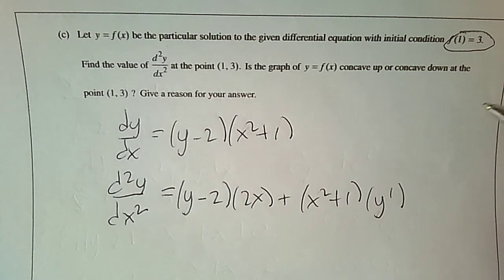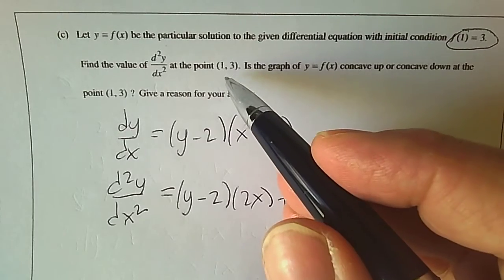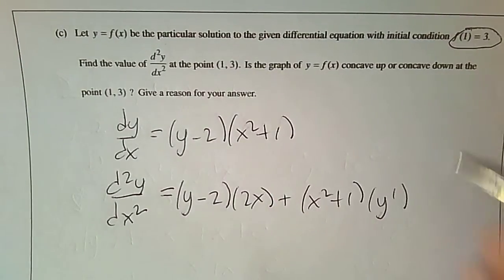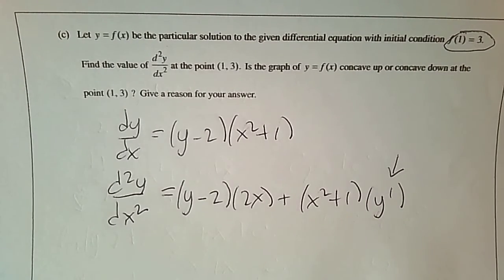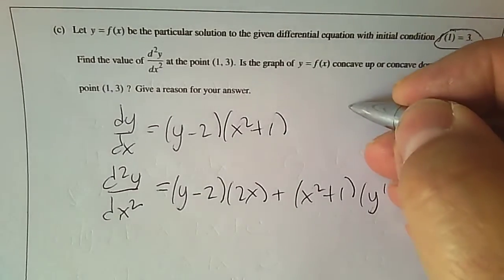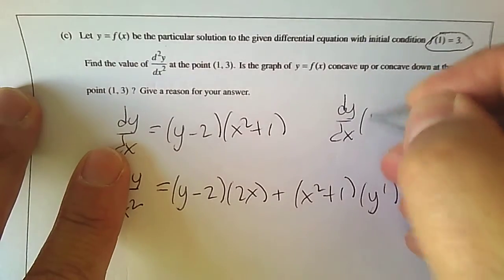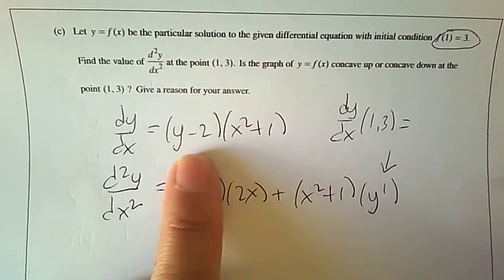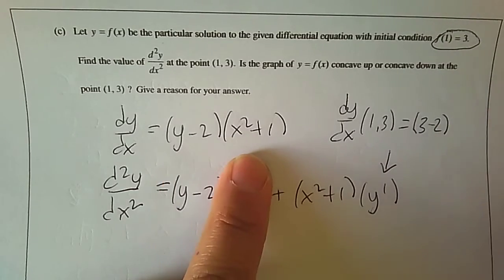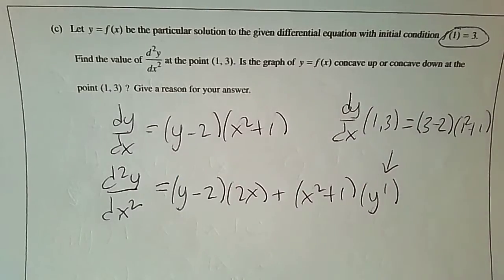Now, in this situation, it gives you a value so that x is equal to 1 and y is equal to 3. This part I need to think through a little bit. y prime is dy/dx. So on the side, if I want to know what dy/dx is at that point (1, 3), then into the derivative I'm going to plug in 3 for y. I'm also going to plug in 1 for x.